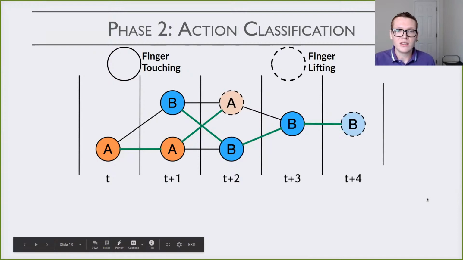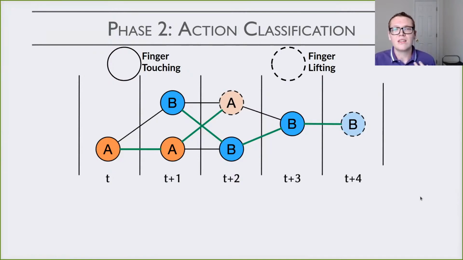The next phase then takes these touch indicators throughout the different frames in the videos and groups them and classifies them into high-level actions such as taps, swipes, and other gestures. To do this, we model the problem as a graph problem, where the nodes are the touch indicators and the edges connect touch indicators that belong to the same action.